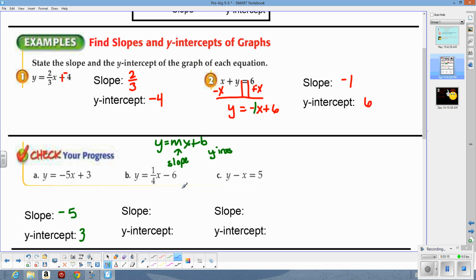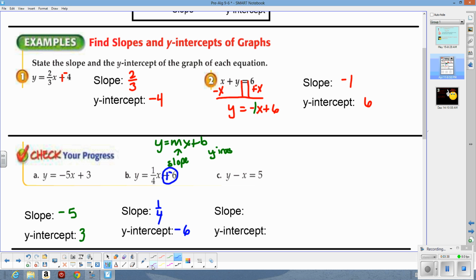In the next example, this one is also in slope-intercept form, so the slope is going to be the coefficient of x, or the number in front of x, which is 1/4. And then the y-intercept is this other piece here, and since it's minus 6, that's going to be a negative 6, because remember, subtracting 6 is the same as adding a negative 6.